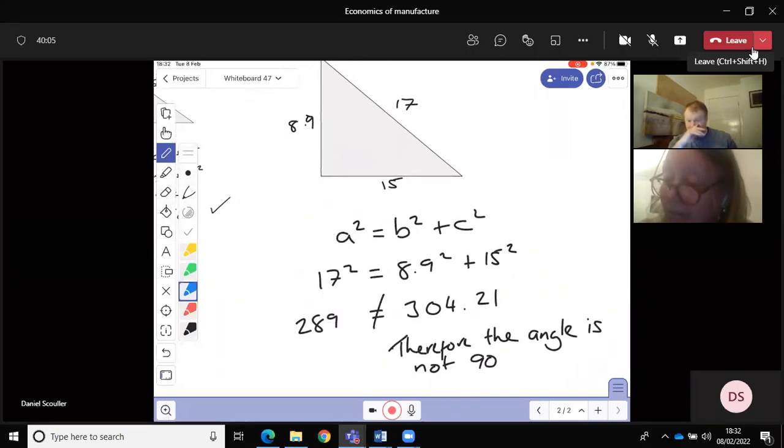Okay, so if you were asked to prove whether it is a 90 degree angle, you want that to ring true, to add up correctly. If it's not 90 degrees, something like that would happen: the left hand side will not equal the right hand side. They're not overly common, but they are skills that you need.